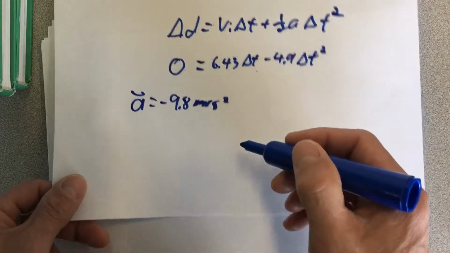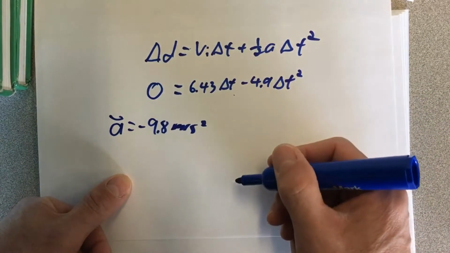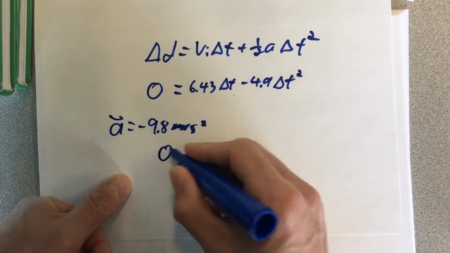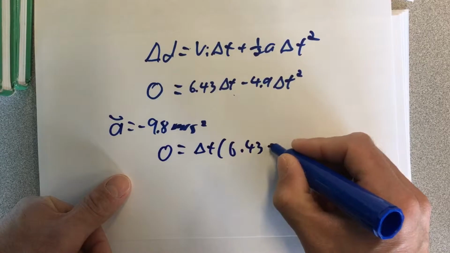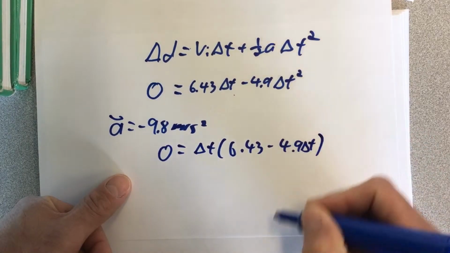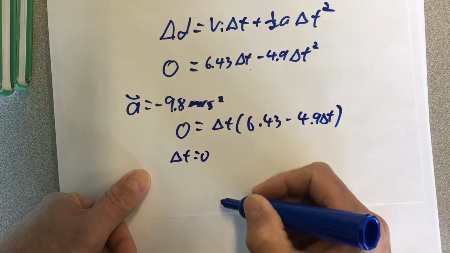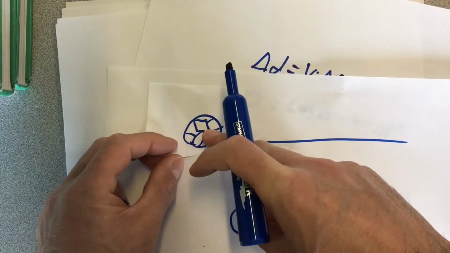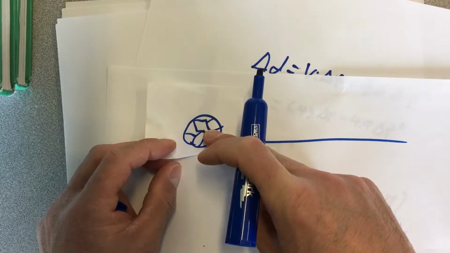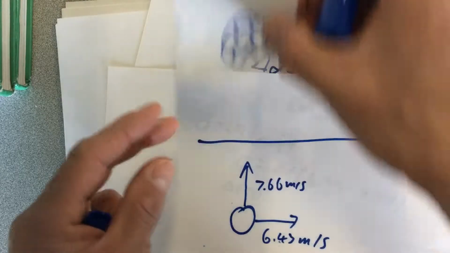Okay, you could use the quadratic formula to solve this at this point, but because our displacement is 0, we're going to leverage that and pull out delta t as our common factor. So 0 is equal to delta t times 6.43 minus 4.9 delta t, which leads us to two answers. Either delta t is equal to 0, which should just be obvious because if time is 0 and that ball is kicked after no time at all, it hasn't moved. Motion requires time. And if it hasn't moved, then it has not moved vertically, as vertical displacement is 0.